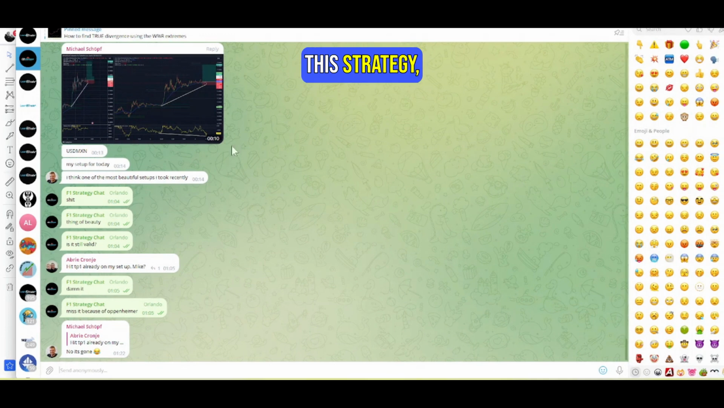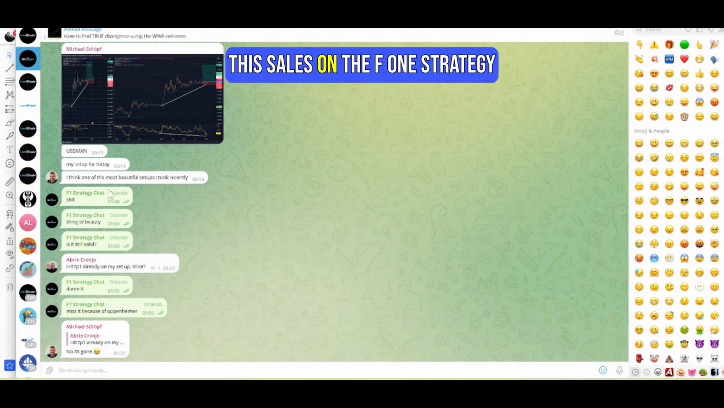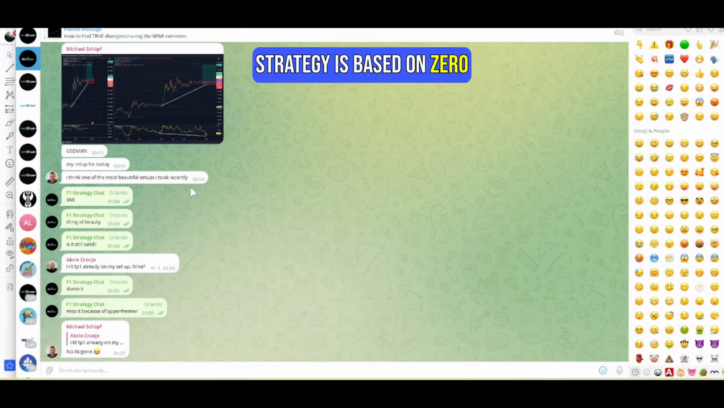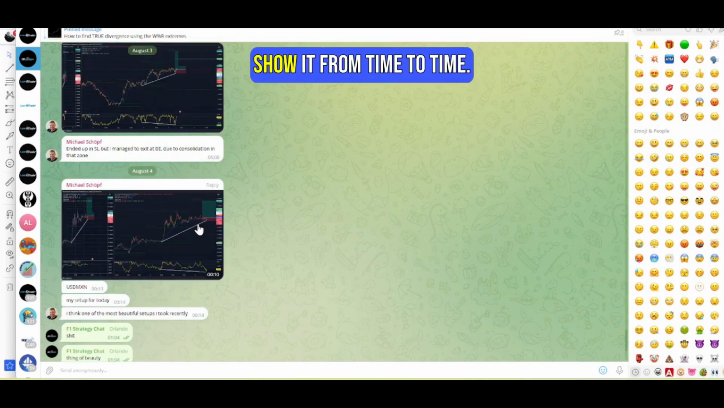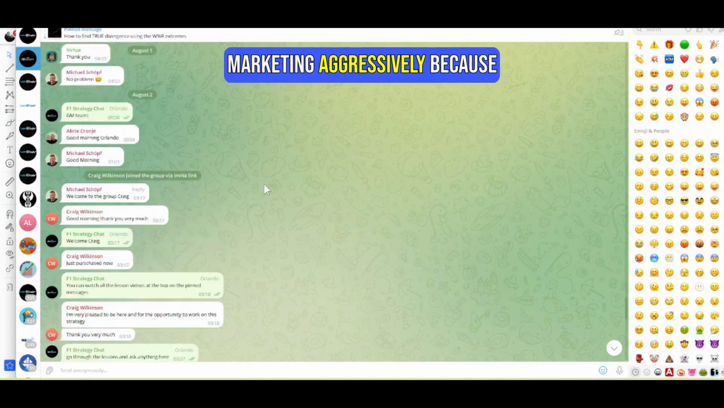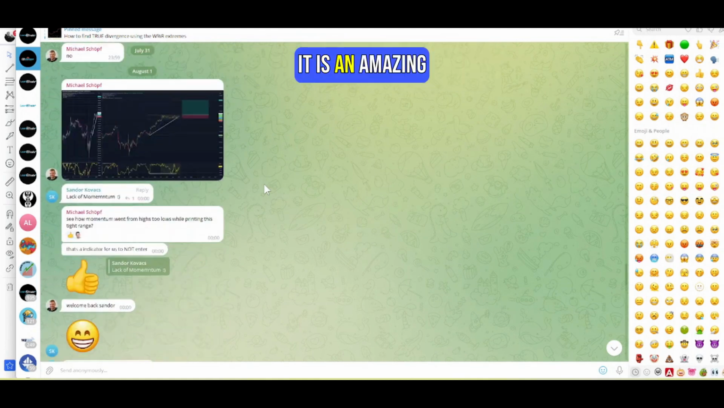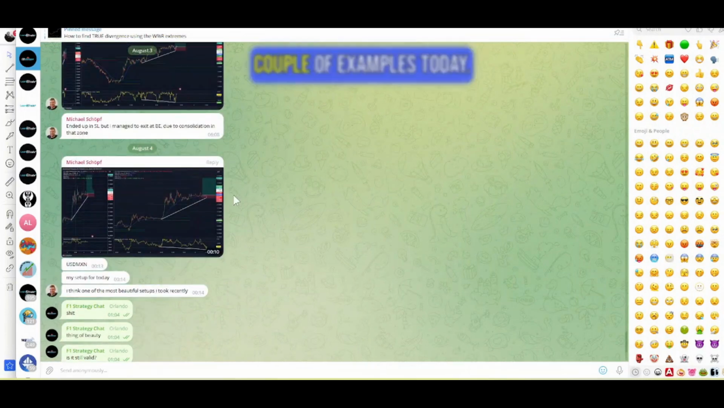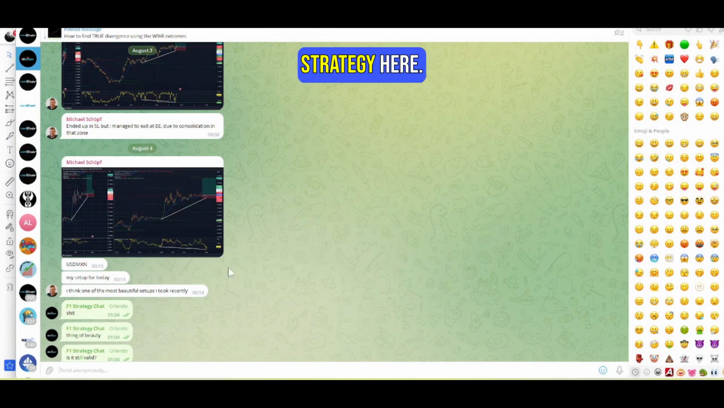The sales of the F1 Strategy, the people that have bought the strategy, are based on zero marketing. This is based on just when I show it from time to time. But I am going to start marketing aggressively because it is an amazing strategy. So I'm going to show you a couple of examples today. I'm going to show you the subtleties about the strategy.